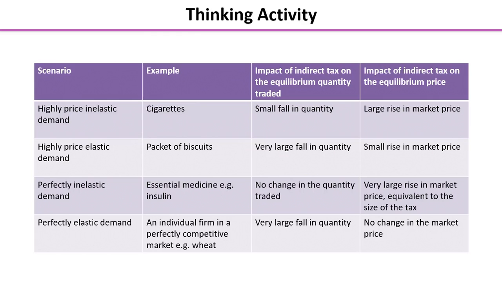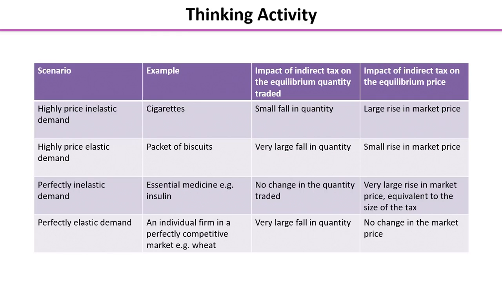Starting with that first row, highly price inelastic demand. We've chosen cigarettes. Again, just maybe stop to think for a moment to yourself about why we might have suggested cigarettes in terms of habitual purchase, level of addiction, for example. And what you should have noticed is that the indirect tax causes a small fall in quantity and a relatively large rise in the market price.